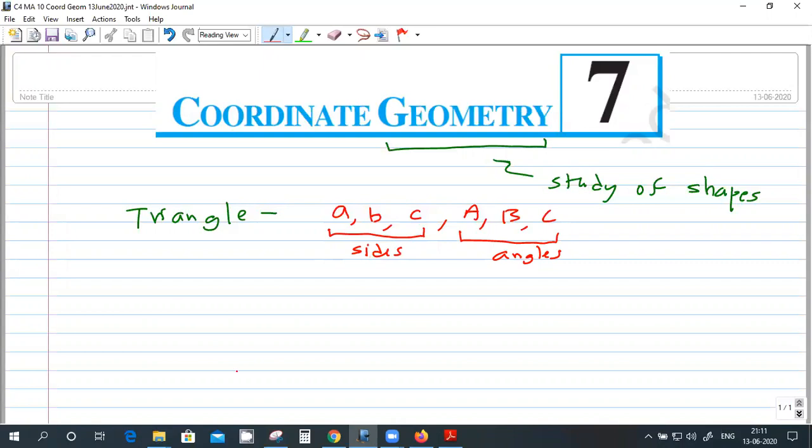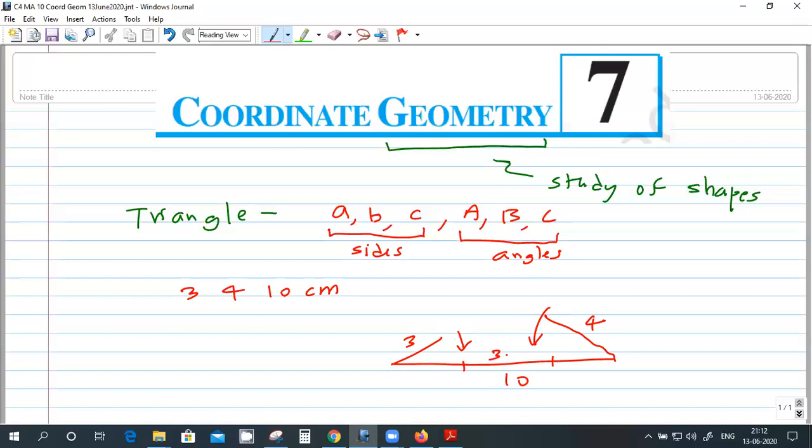If we give any three sides, say 3, 4, 10 centimeters, will this form a triangle? No, it won't. The reason is that the sum of the two sides should be greater than the third one. Suppose this is 10 centimeters, and I have 3 centimeters here and 4 centimeters here. I have to close this gap, so I bring it down, but still there'll be a gap of 3 centimeters.